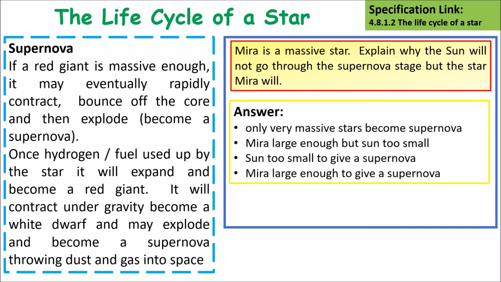Mira is a massive star, so explain why the Sun will not go through the supernova stage, but Mira will. The key things are that only very massive stars can become supernovas. Mira is large enough, but our Sun is too small. The Sun is too small to give a supernova. However, Mira is large enough to cause one.